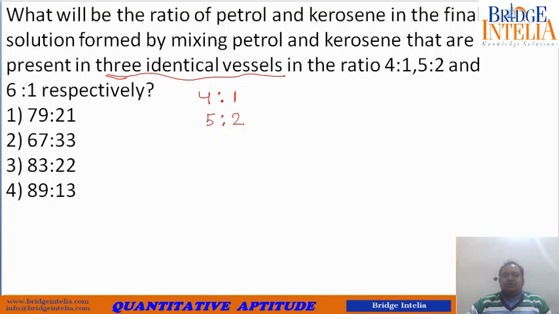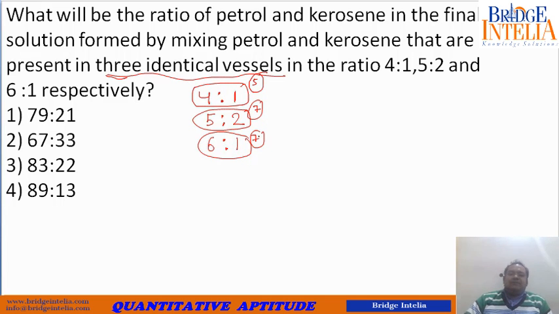5:2 and 6:1. So if you add the terms of the ratio, 4 plus 1 is 5, 5 plus 2 is 7, and 6 plus 1 is 7. So assume the volume to be the LCM of these numbers. LCM of 5, 7, 7, so that is 35.